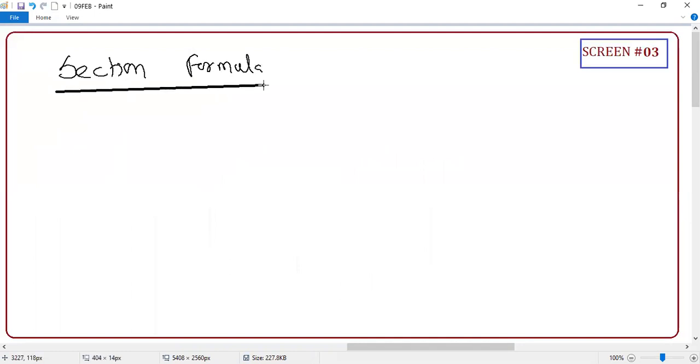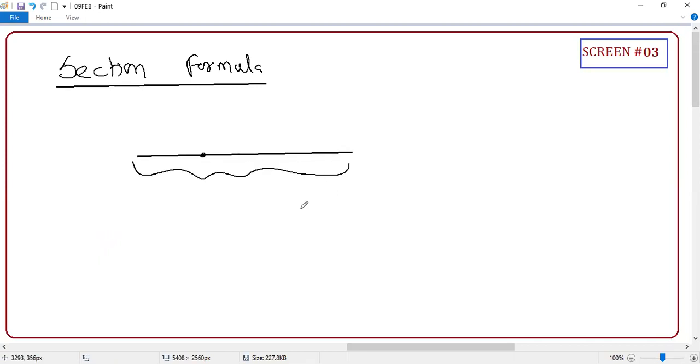What is section formula? Section: a point which divides a line segment in a ratio. Why is it called a section? Guys, you have a line here. If I put a point somewhere here, what will happen? The line is divided into 2 sections or 2 parts. Correct or not? If I put one more point, the 2 points will divide this line into 3 parts or 3 sections.